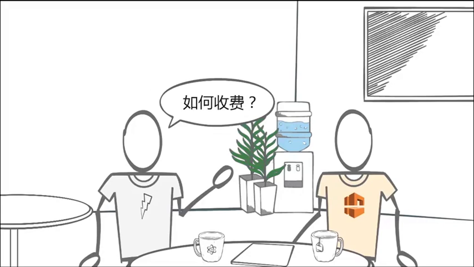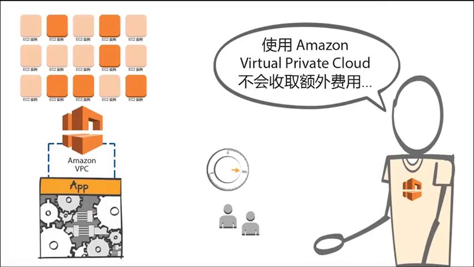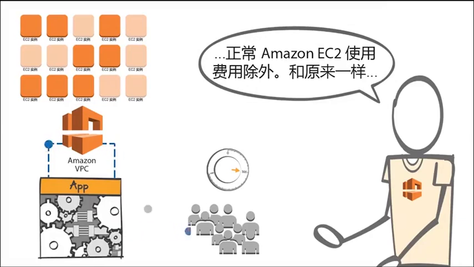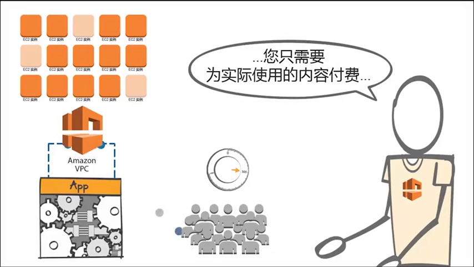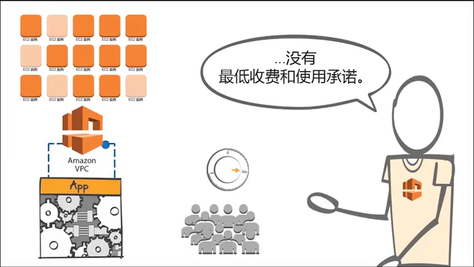How much does it cost? There is no additional charge for using Amazon Virtual Private Cloud, aside from the normal Amazon EC2 usage charges. As usual, you only pay for what you use as you use it. There are no minimum fees and no upfront commitments.